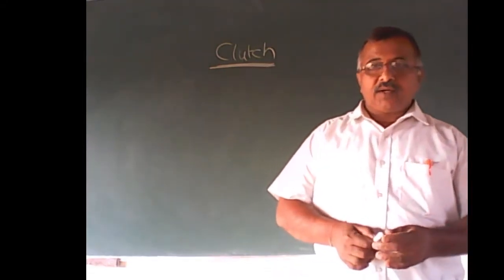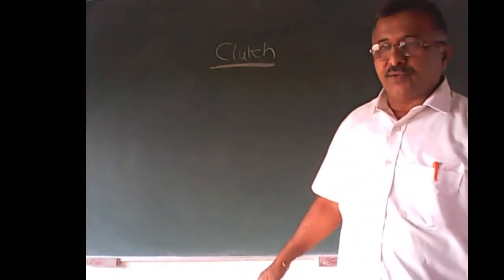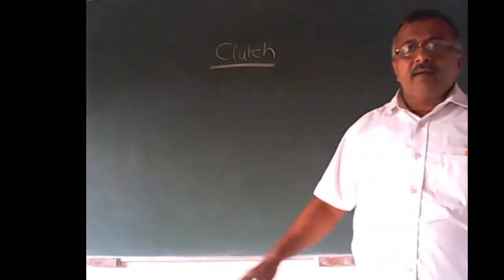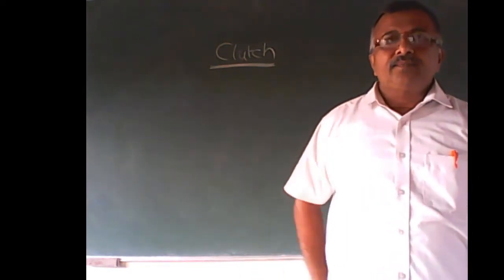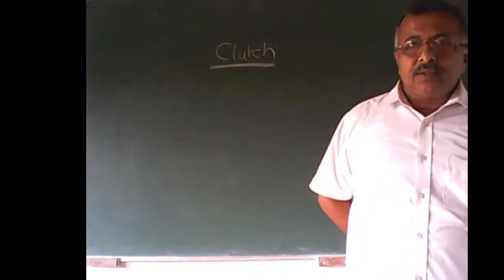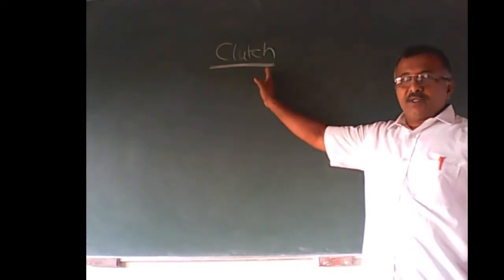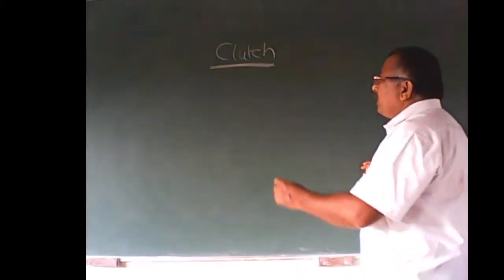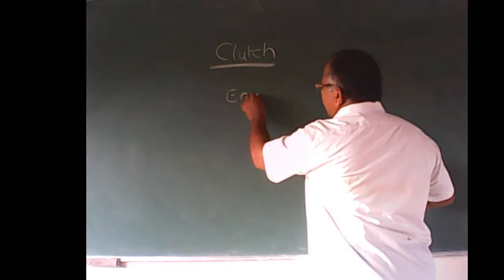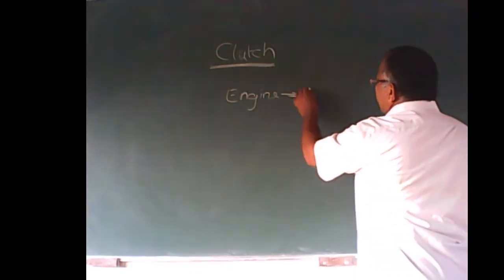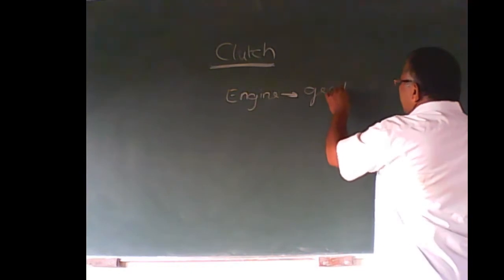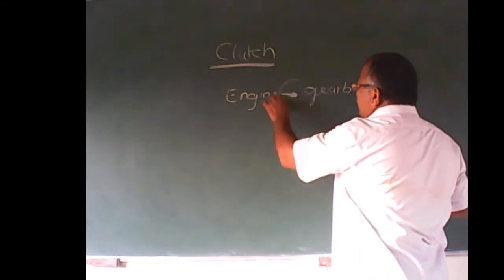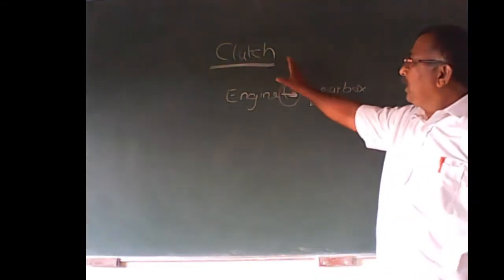Today we go for the second chapter, that is clutch. We know the function of clutch. The clutch is used to transmit the power from engine to gearbox. This assembly is mounted in between the engine and gearbox.